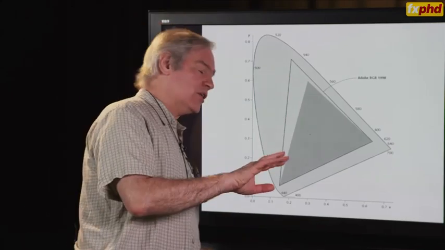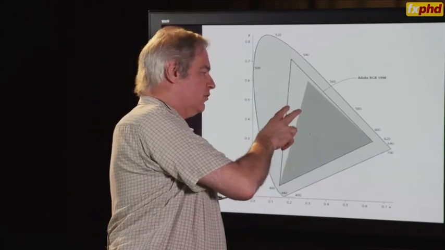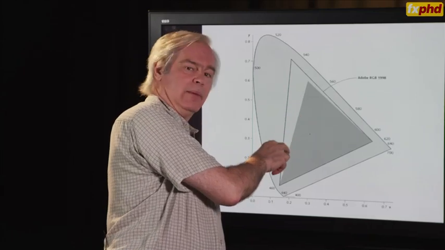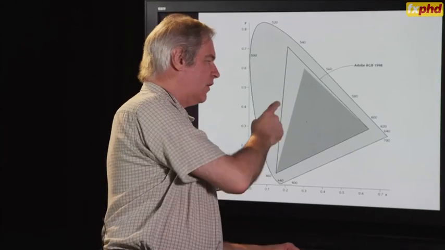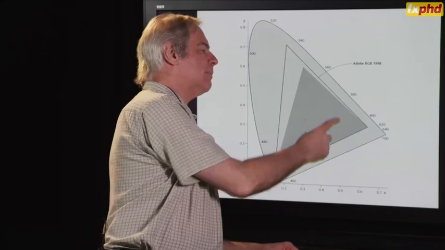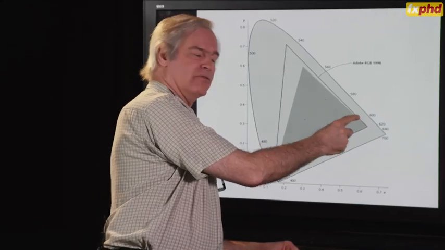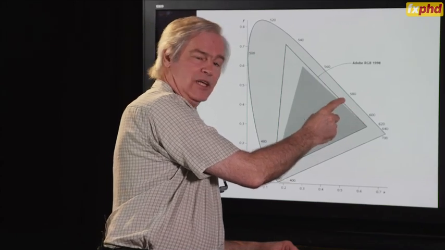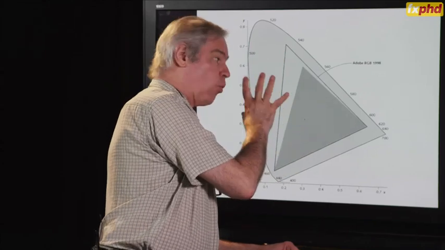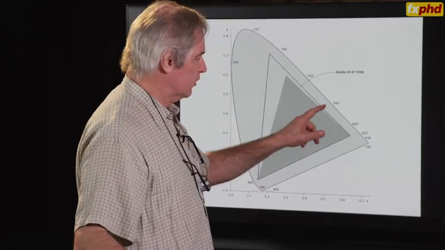Now you can immediately see from this diagram that Adobe RGB has managed to capture all of those cyan colors. And that's a good thing. But it doesn't have any significant improvement in the deep reds, the oranges, and the yellows. And it's widely used in graphic arts, but for cinema, it doesn't cut it. For cinema, we need to get these colors.